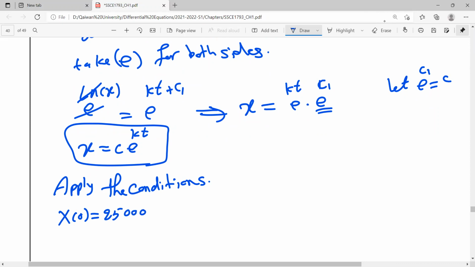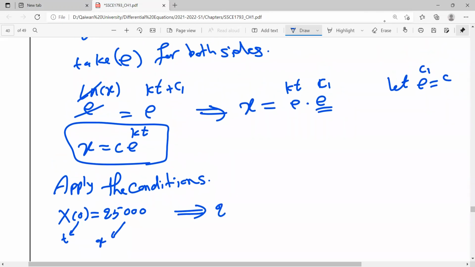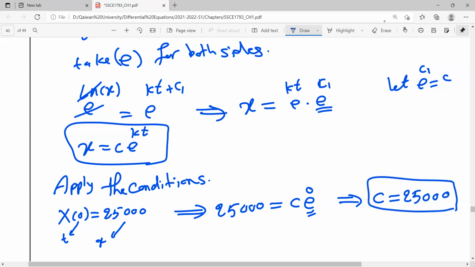In the last equation, x equals c e to the power kt, we replace t by 0 and we replace x by 25,000. So we get 25,000 equals c e to the power 0. Because if we replace t by 0, we get k times 0, which is 0. e to the power 0 is 1, since any number except 0 to the power 0 is 1. c times 1 is still c. That means c equals 25,000. This is the value of one of the constants.